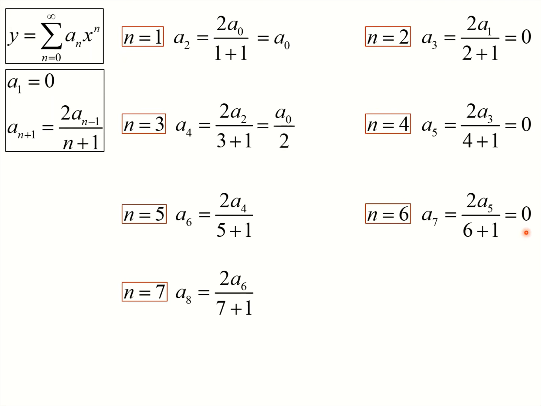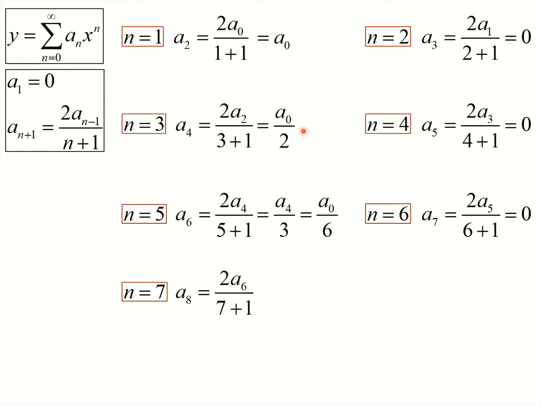Now we're going to take a look at my a sub evens. So a sub 4, here's the formula. I have 2a2 over 4, or a naught over 2. Okay, now I'm going to see what this one gives me. I'm going to replace the a4 with a naught over 2. So see how I'm putting this? I'm going to put that right there.